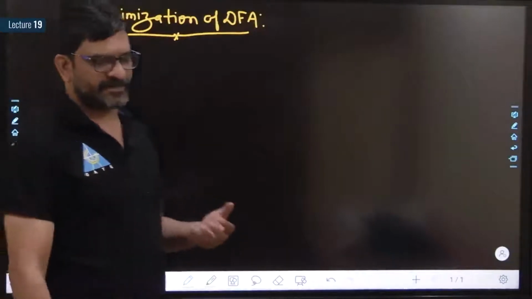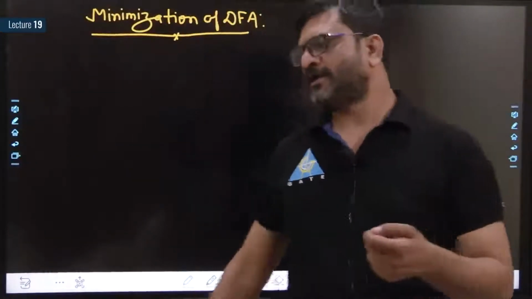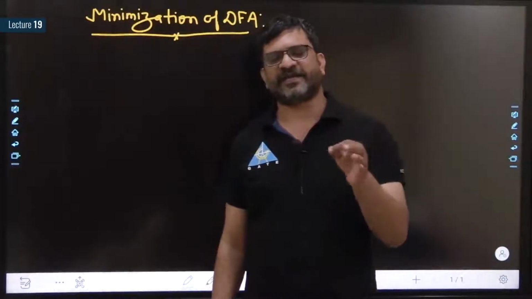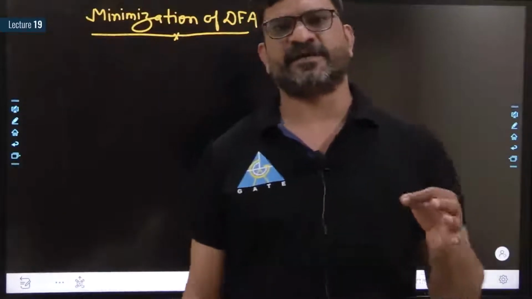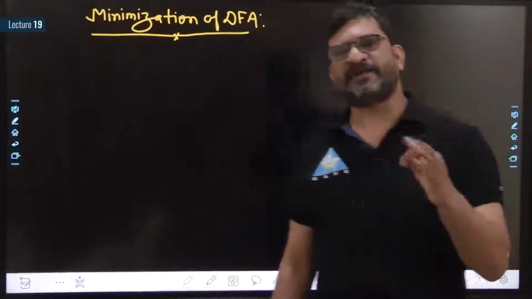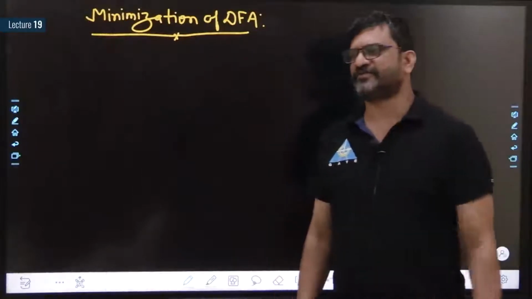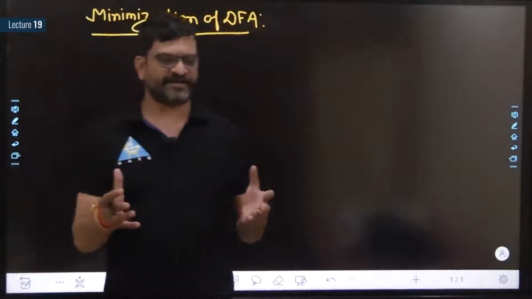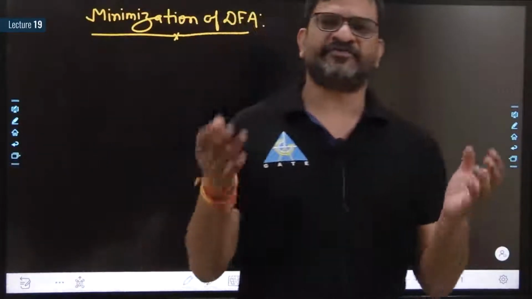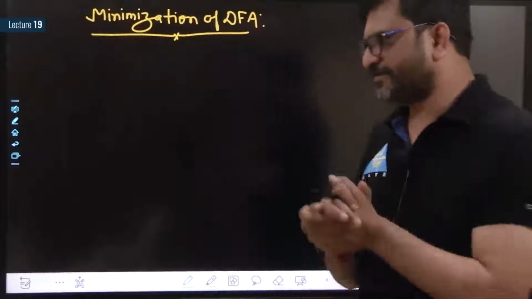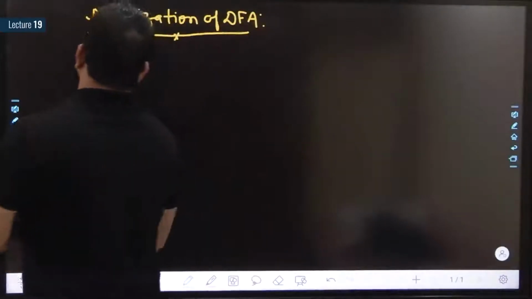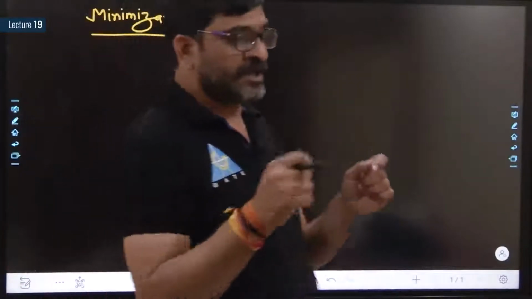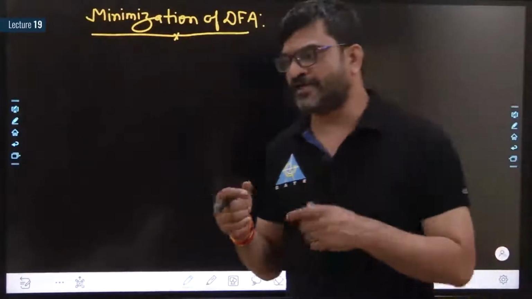If you had remembered, I told you for one language we can have many DFAs, but minimal DFA is unique. So what is the minimization? There is a DFA that is not minimum, so we find out the minimal DFA. That is known as minimization of DFA. For this we use the equivalence theorem.